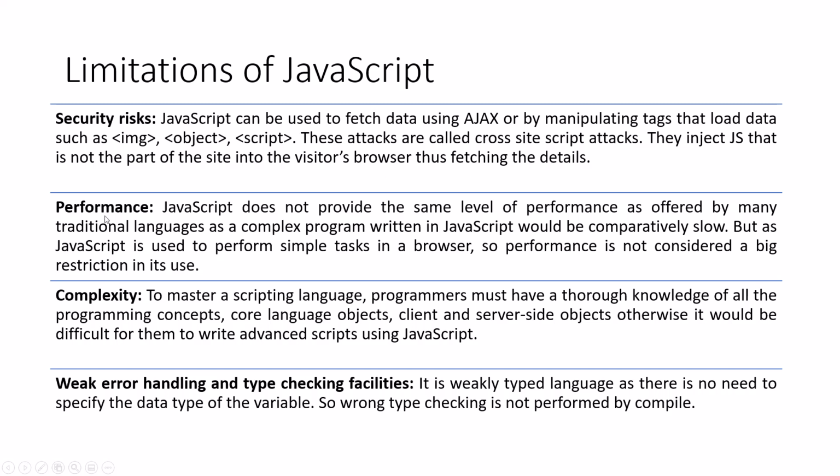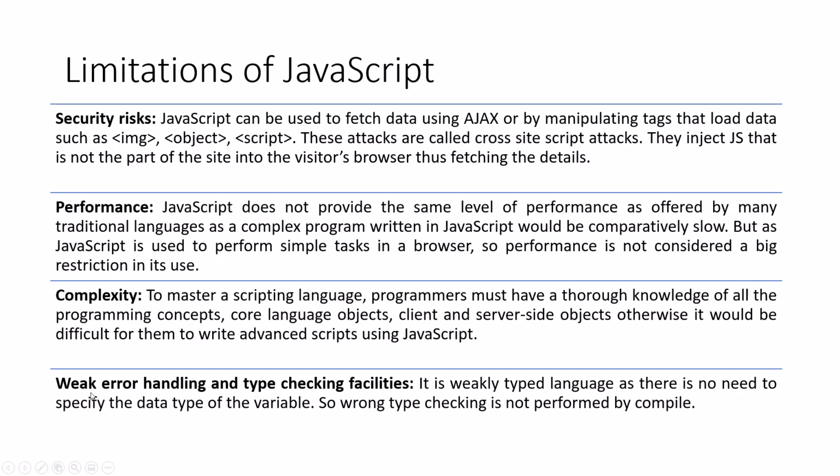Next is performance. So JavaScript does not provide the same level of performance as offered by many traditional languages, as a complex program written in JavaScript would be comparatively slow. But as JavaScript is used to perform simple tasks in a browser, performance is not considered a big restriction in its use. The next is complexity. To master a scripting language, programmers must have a thorough knowledge of the programming concepts, core language objects, client and server objects. Otherwise, it would be difficult for them to write advanced scripts using JavaScript.